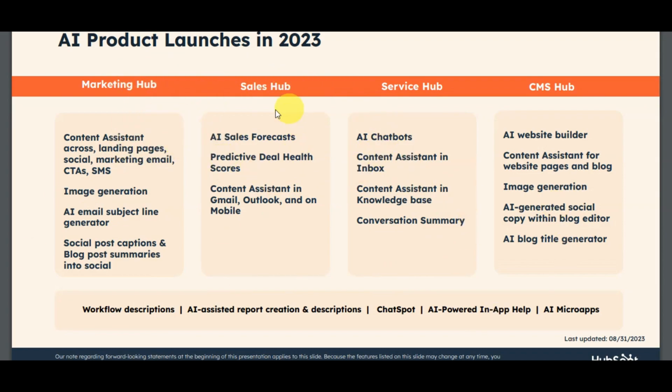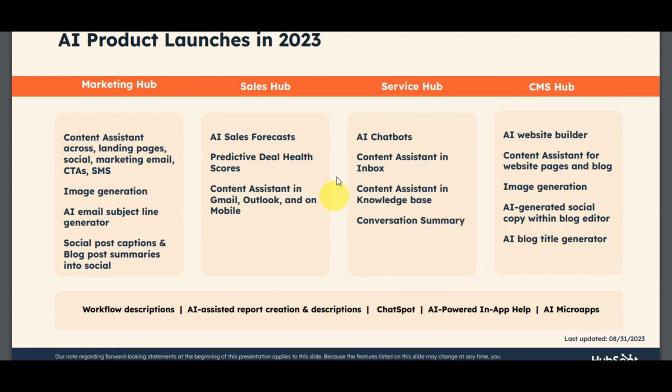The Marketing Hub, the Sales Hub, Service Hub, CMS Hub. So on Marketing Hub, you could get content assistant across landing pages, social, marketing emails, CTAs, SMS. You have image generation, AI email subject line generator, social post captions, and blog post summaries into social. You also have here on the sales side the AI sales forecast, predictive deal health scores, content assistance in Gmail, Outlook, and on mobile. On the Service Hub, we have the AI chatbots, content assistance in inbox, content assistance in knowledge base, conversation summary, and lastly on the CMS Hub, we have the AI website builder, content assistant for website pages and blogs, image generation, AI-generated social copy within the blog editor, and AI blog title generator.